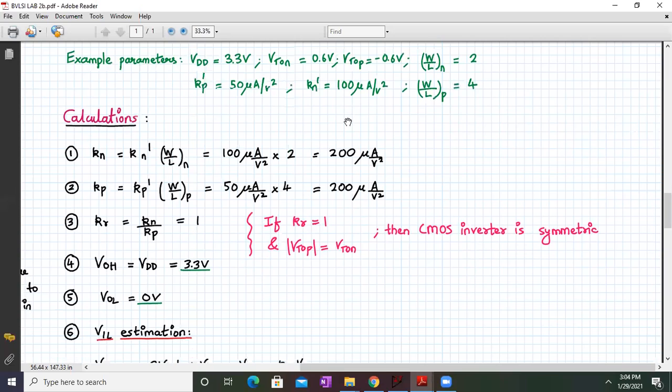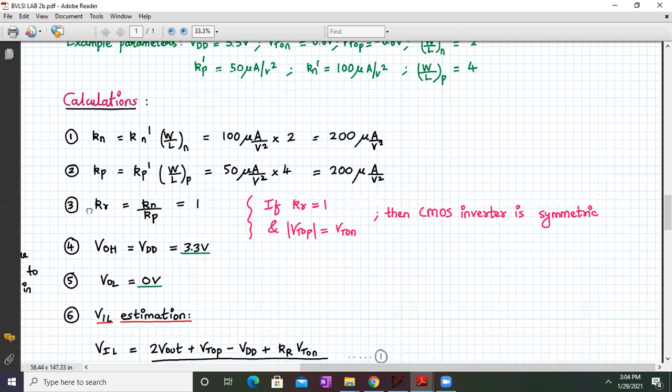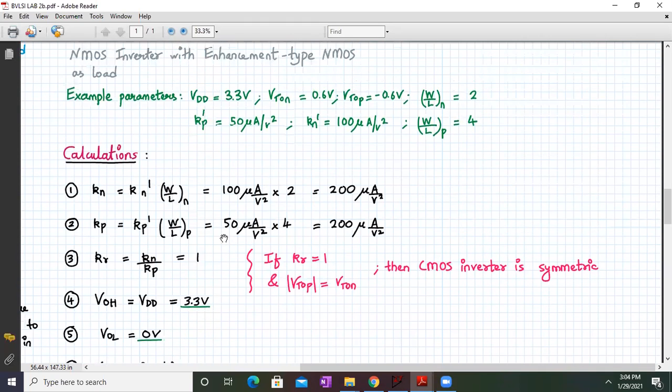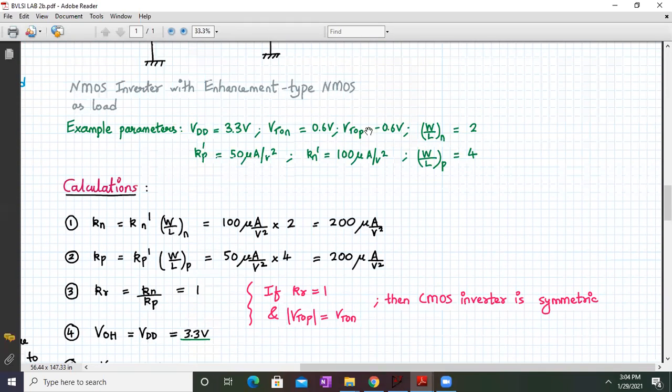Okay, so over here, the value of Kr, if you calculate, it is Kn upon Kp, which is 1. Whenever the Kr ratio, inverter ratio, is 1 and VTOP is equal to VTON in magnitude, the CMOS inverter is said to be symmetric. That means whenever Kr is equal to 1, that is Kn is equal to Kp, and both the threshold voltages are equal in magnitude but opposite in sign, we say that it's a symmetric inverter.